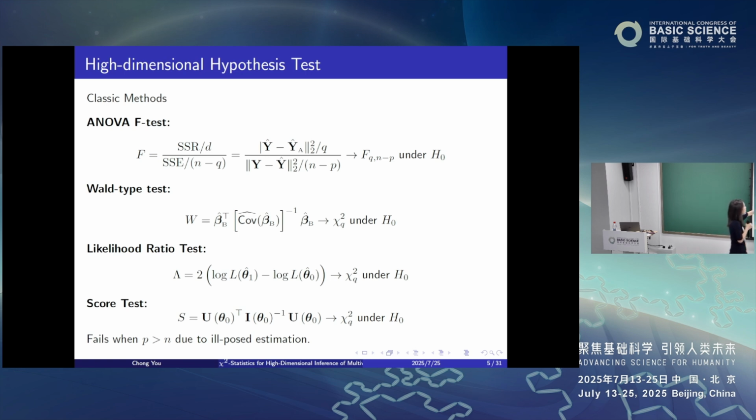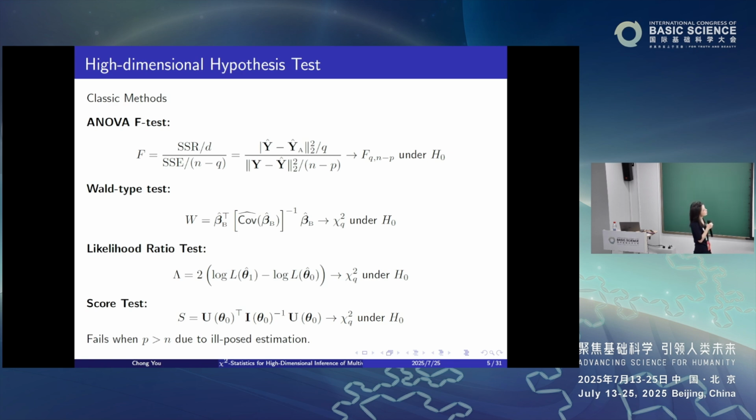So y hat here is the estimate of y under the alternative hypothesis, and y hat A is the estimate of y under the null hypothesis. You can basically think of this as a signal-to-noise ratio. This is the signal and this is the noise, following an F distribution. The second one is the Wald type test.